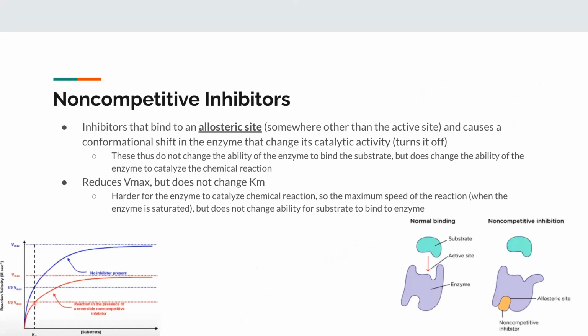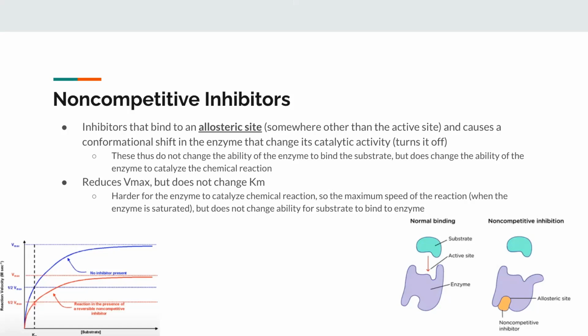Then you have non-competitive inhibitors, which bind to an allosteric site, which means a site that is not the active site, just some other site specific for that inhibitor on the enzyme. The binding of a non-competitive inhibitor to an allosteric site causes a conformational shift in the enzyme. That means some kind of physical shift in the enzyme that changes its catalytic activity and essentially turns off the catalytic activity. It doesn't change the way the substrate binds as much, but it turns off the enzyme's ability to carry out its enzymatic activity. So the maximum speed, the Vmax, decreases, but the Km does not change.